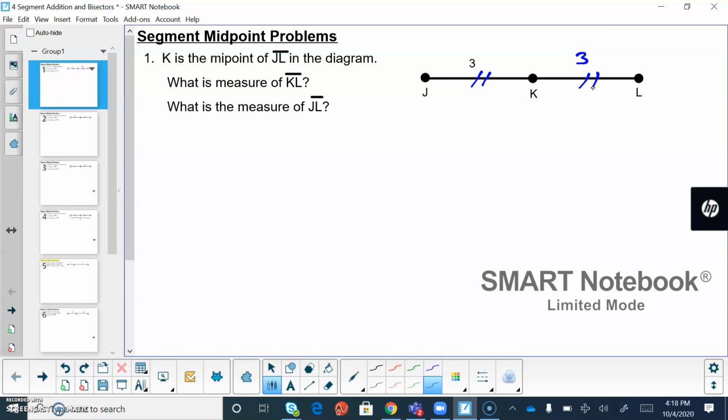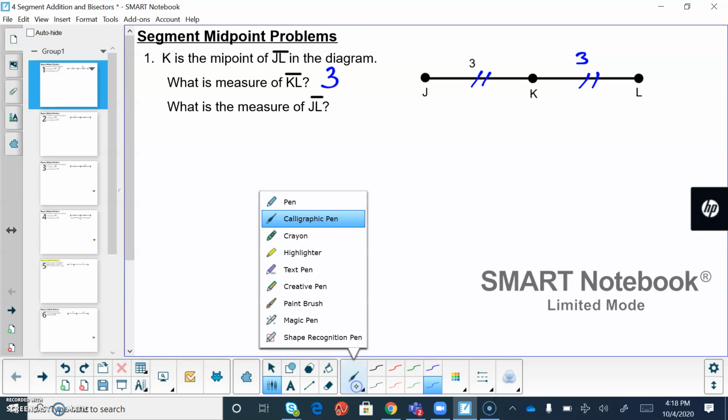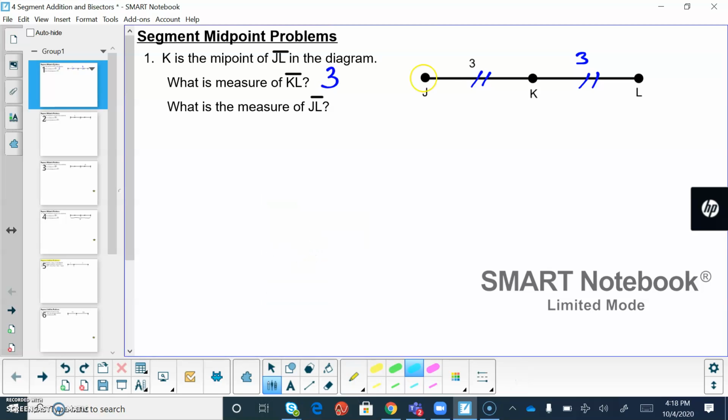Now we know the answer to the first question. What is the measure of KL, since it was congruent to JK? So we know that that's 3. Now it wants to know what is the measure of the entire line segment JL.